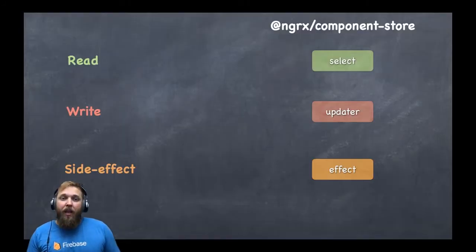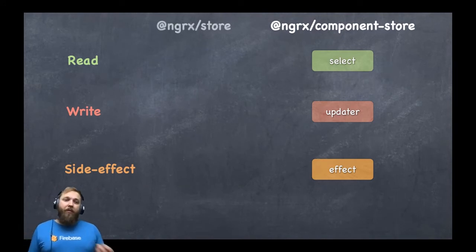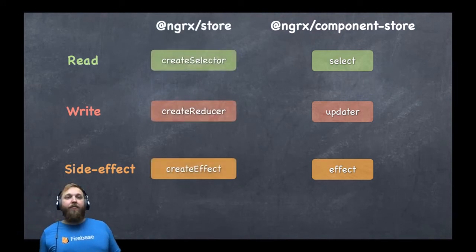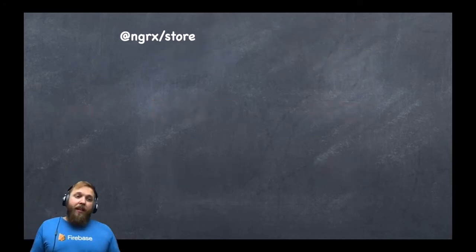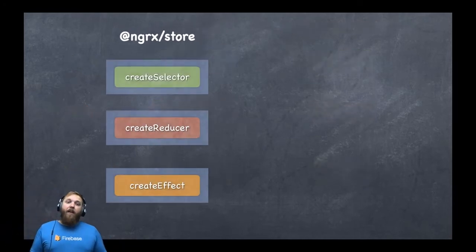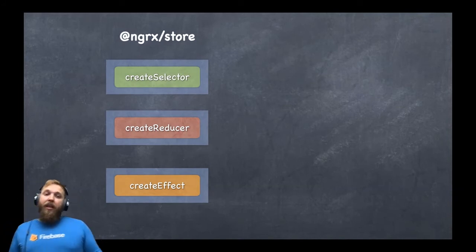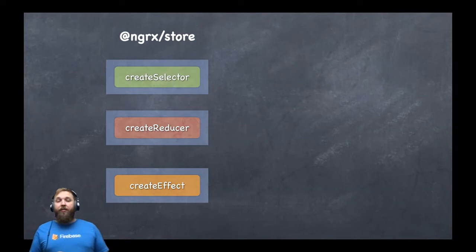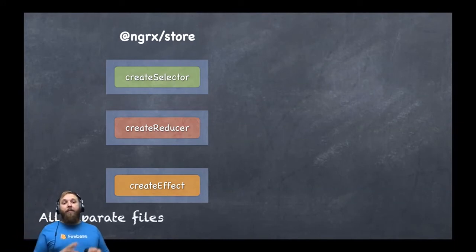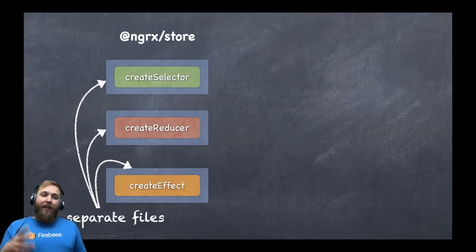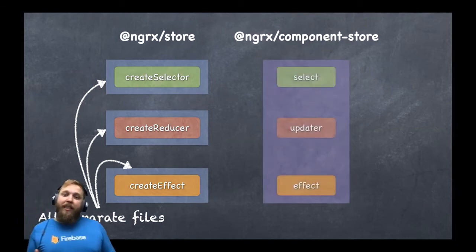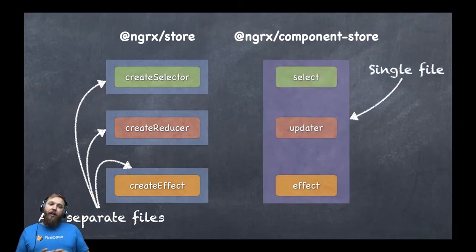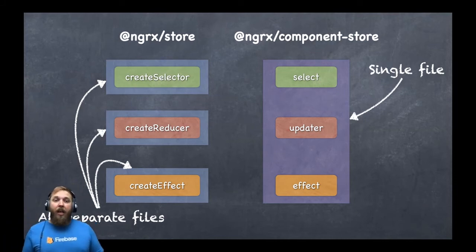And if we compare it to the component store, obviously there's something for read, we have those create selectors. For write, we have create reducers. For effects, we have create effects. And then the difference, though, is in an NGRX store, the global one, each of those create selector, create reducer, and create effect are completely independent, separate files. In the NGRX component store, as you saw in the example of our card store, they are all basically in a single file. So this is where there's a bigger difference, because NGRX global store can scale basically infinitely.